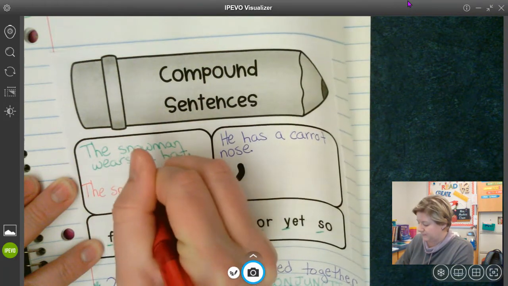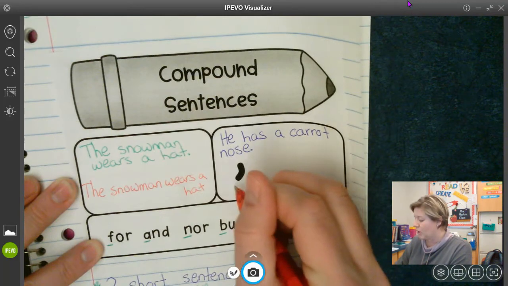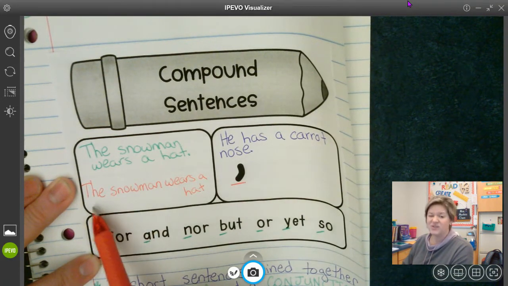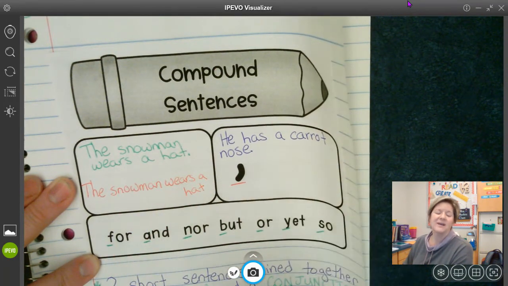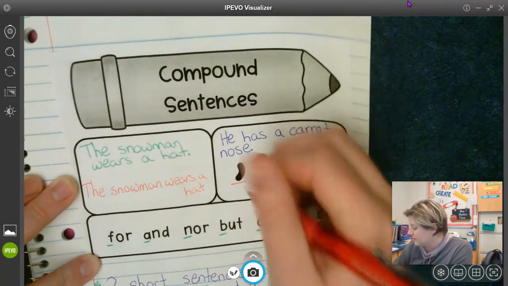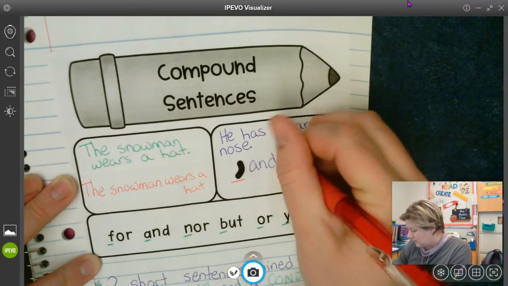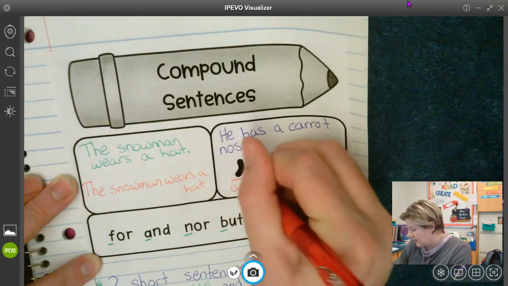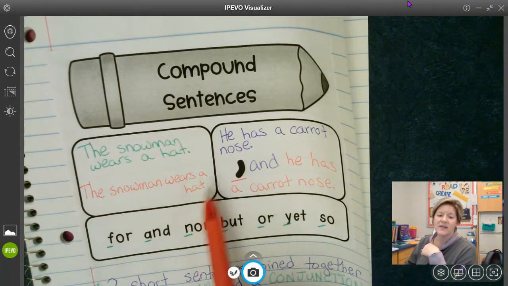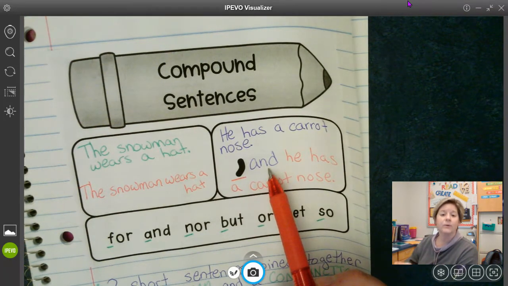The snowman wears a hat, comma, and now I have to use a fanboy. So you have to think which fanboy would make this sentence make sense. I can't really put the snowman wears a hat for he has a carrot nose. That wouldn't make much sense. But I could say the snowman wears a hat and he has a carrot nose. So I'm going to write my fanboy in a different color so it sticks out a little bit. And he has a carrot nose. So now I have one big sentence. The snowman wears a hat and he has a carrot nose. That's all one sentence because I joined them together using a comma and a fanboy or a conjunction.